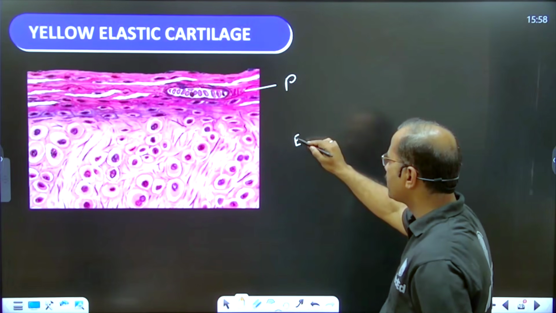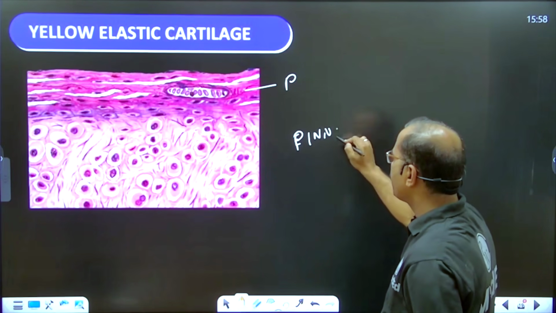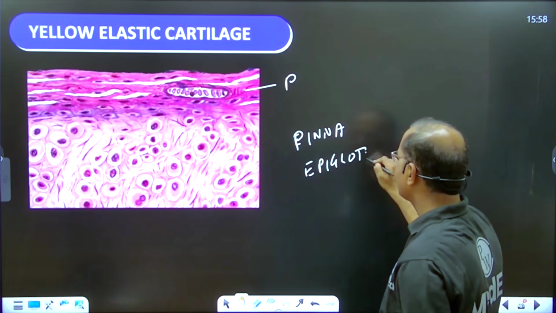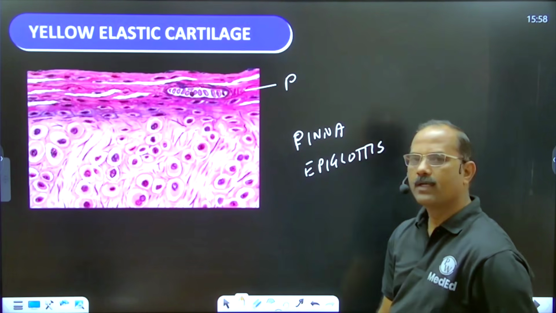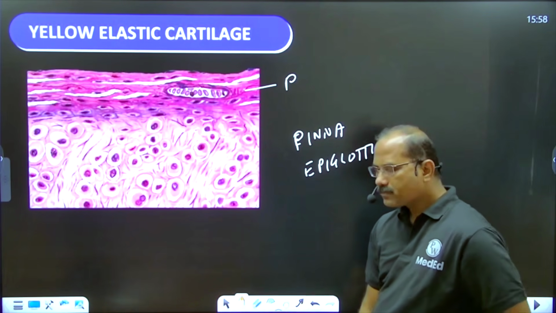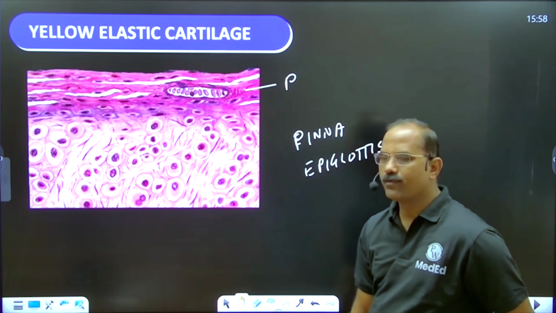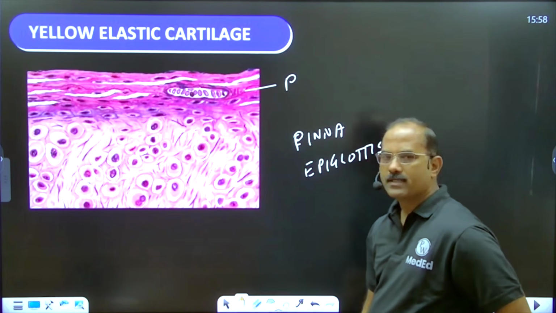Examples of elastic cartilage are the pinna, epiglottis. These are the sites of elastic cartilage. Clear? Corniculate, cuneiform. These are all examples of elastic cartilage.